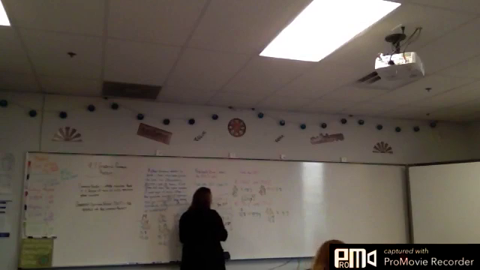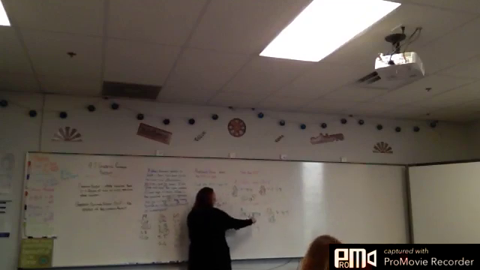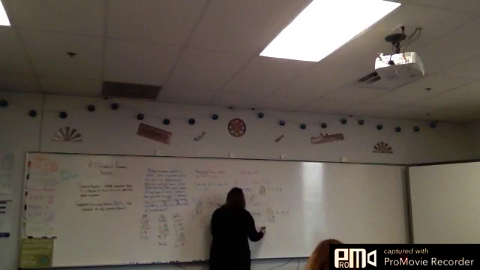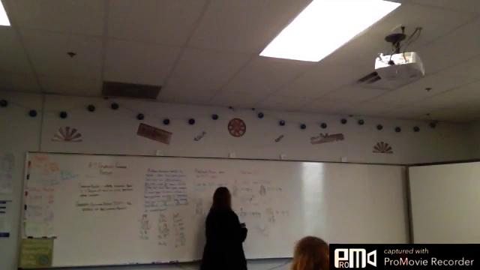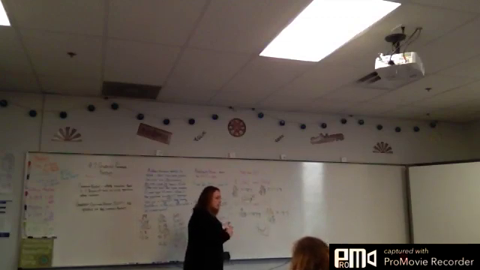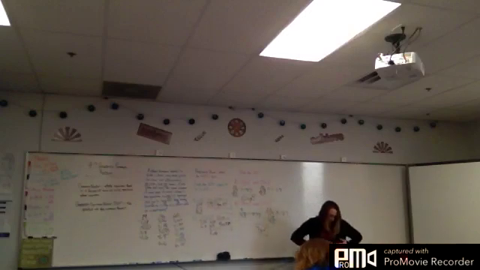Okay, so greatest common factor number-wise between these two? 7. Greatest common factor between x's? Just x. And greatest common factor between y's? Y squared. So my greatest common factor is 7xy squared. 7xy squared. Okay?